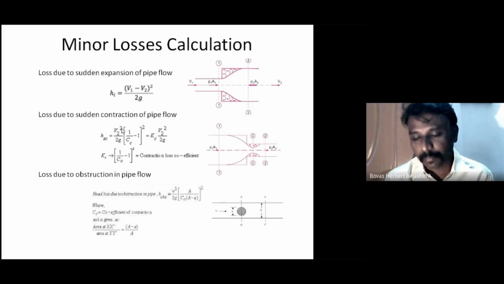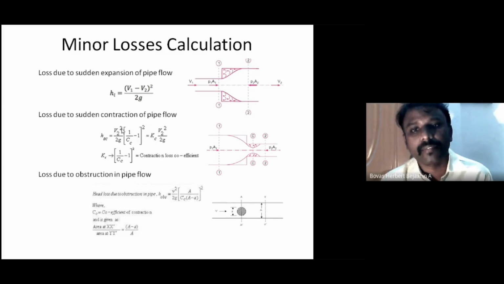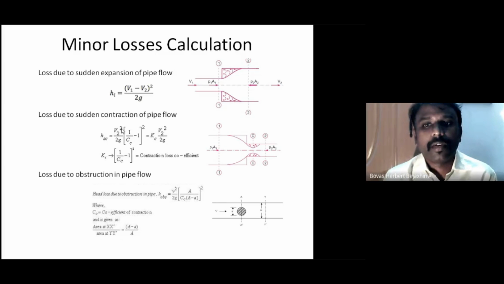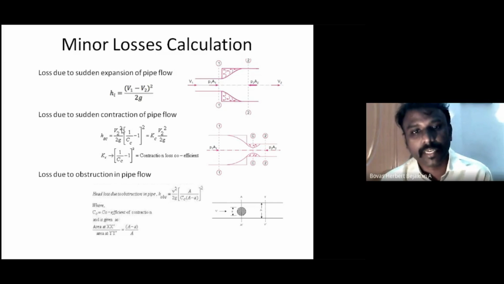Loss due to sudden expansion. The diagram shows the different pressures in the cross-sectional areas. Flow is happening from section 1 to 2. The sudden expansion will take place, so the velocity will definitely change. The formula for finding the expansion loss is (V1 minus V2) whole squared by 2g, the velocity head.